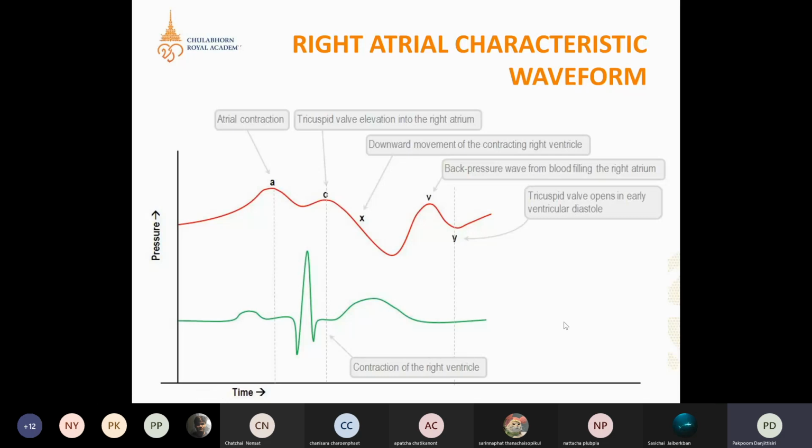Well, let's take a look at the pressure inside the atrium. You will see a lot of waves here. There are the A wave, C wave, V wave, and what about the X and Y? The X we call the X descent, and the Y we call the Y descent.